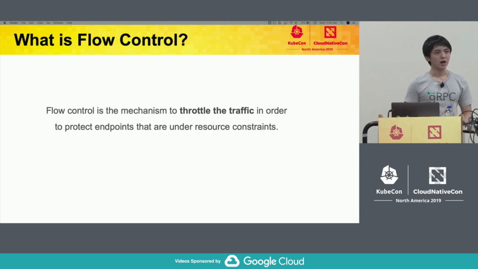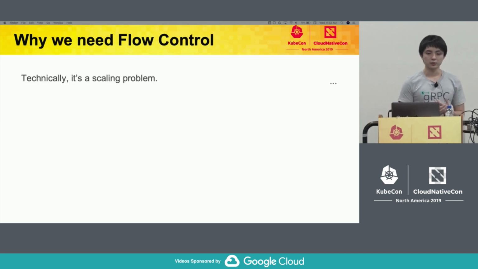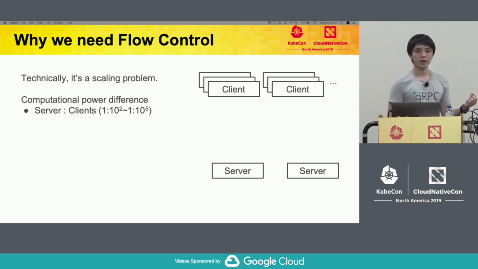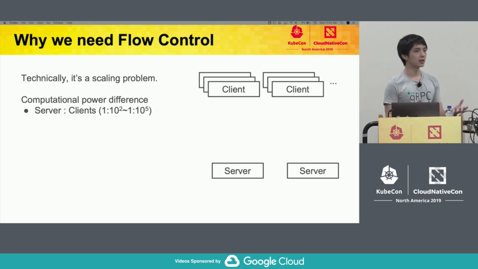And some of you may ask, why do I want to slow down my traffic? Do you know how much effort I put into making it fast? Well, to answer that, we need to realize flow control is all about scaling. First, it's common to see a computational power difference between server and client. In microservice architecture, it is common to see a database node serving more than 100 different clients. And it's also common to see a web server serving tens of thousands of devices at the same time.